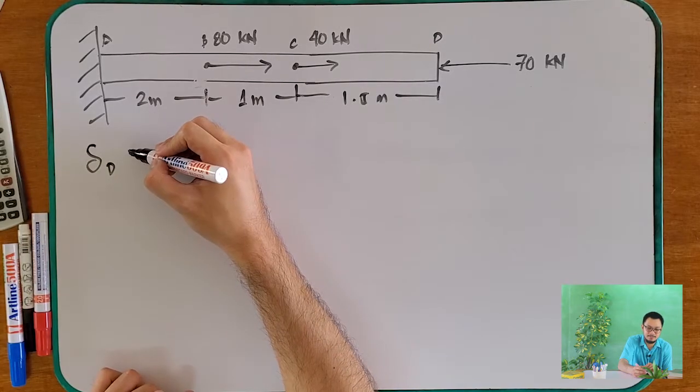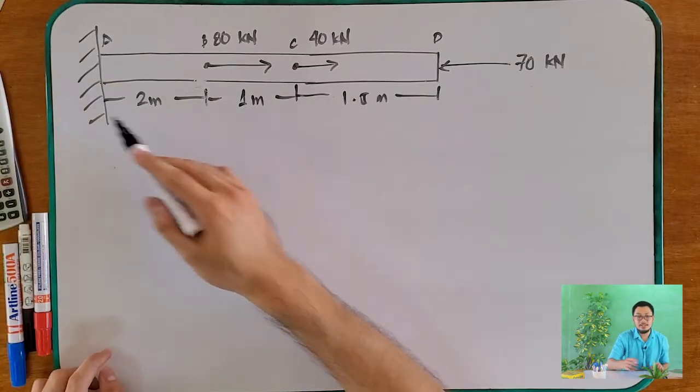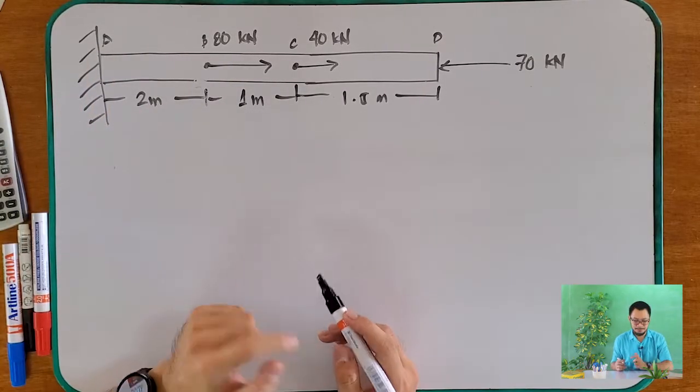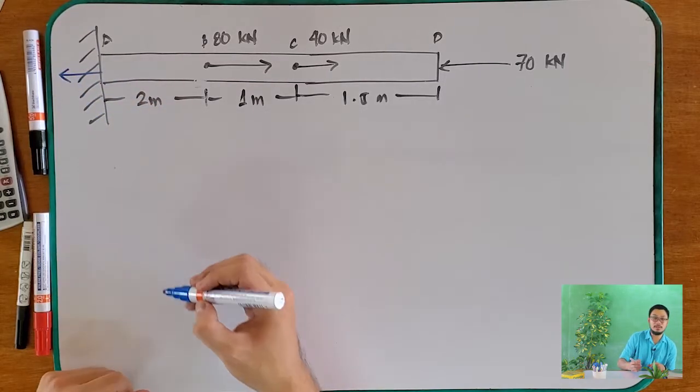Okay? Let's first find the displacement at D. So we are looking for your delta D. How can we solve that? In order for us to start, we should first know all the internal forces. We should first know all the reactions happening in this beam. So, we need to get the reaction first. Where is the reaction? The reaction here, we don't know this one.